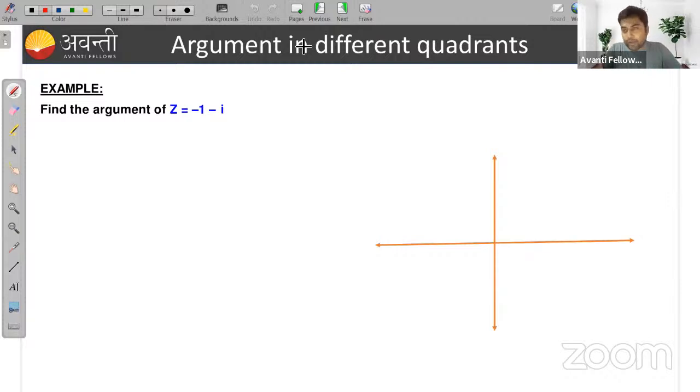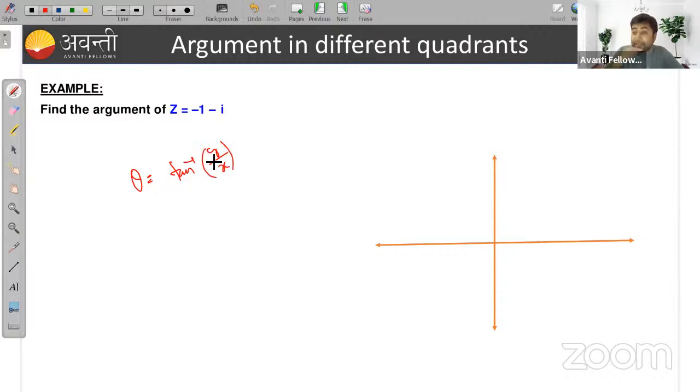Now, for you, there is one example here. Suppose I ask you to find the argument of the complex number z equal to -1 minus i. So what will happen? What should be your answer? You can say, sir, we know the formula to find the argument of this complex number, because theta is actually tan inverse of y upon x.